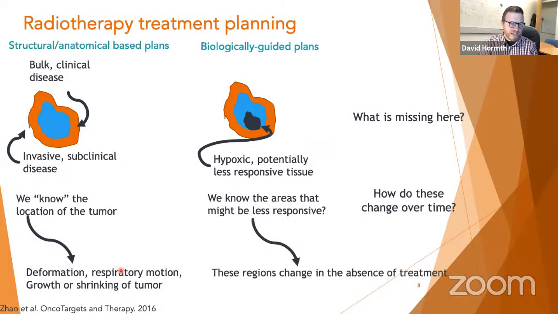Then for the biologically guided plans, if there were no treatment being applied to these tumors, this area of hypoxia might change or evolve over time, or we might have areas of increased vascularity. All these things would influence response to radiation therapy. But in the presence of radiation therapy, these things are also going to change. They're either going to shrink or expand in response to radiation therapy. And these are things that could be included in considerations when developing a new treatment plan.